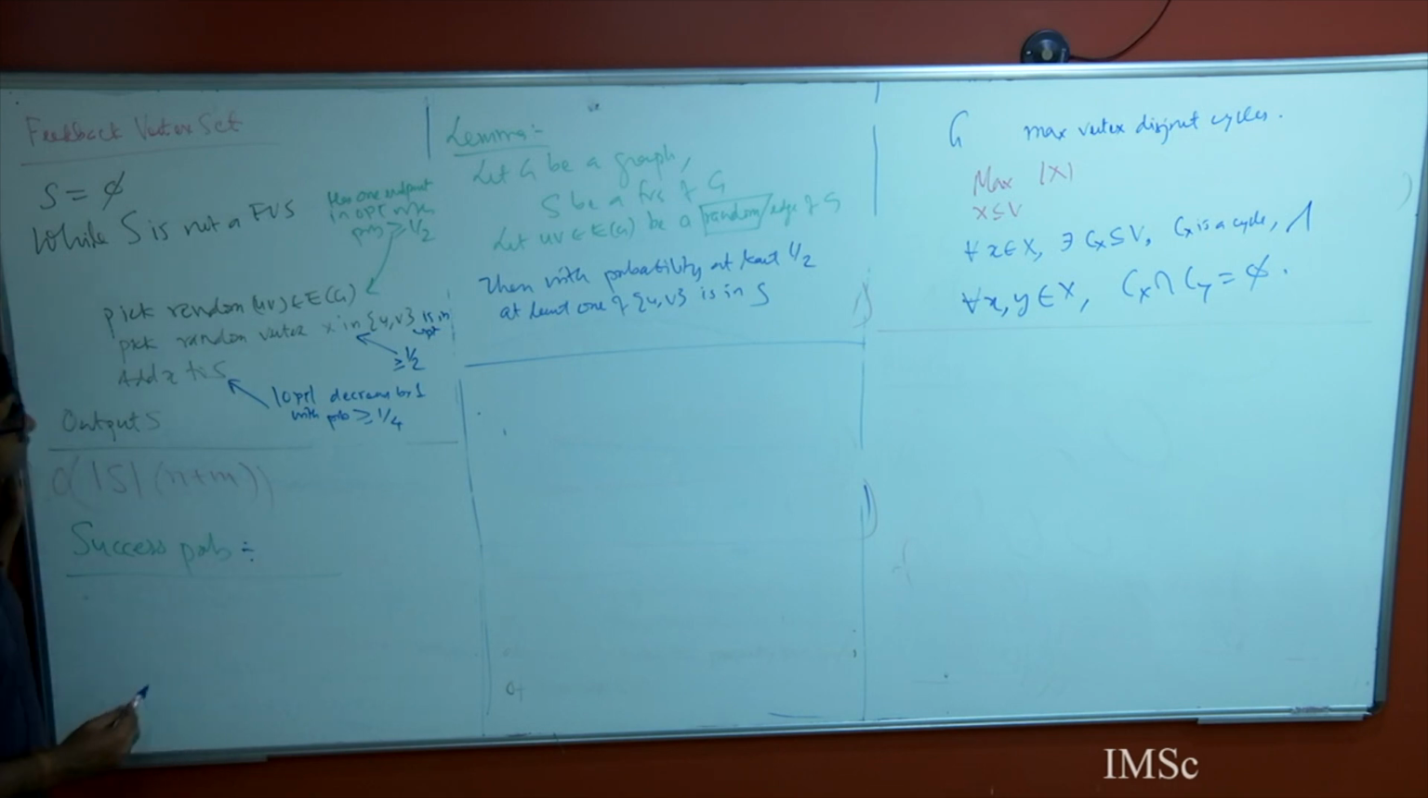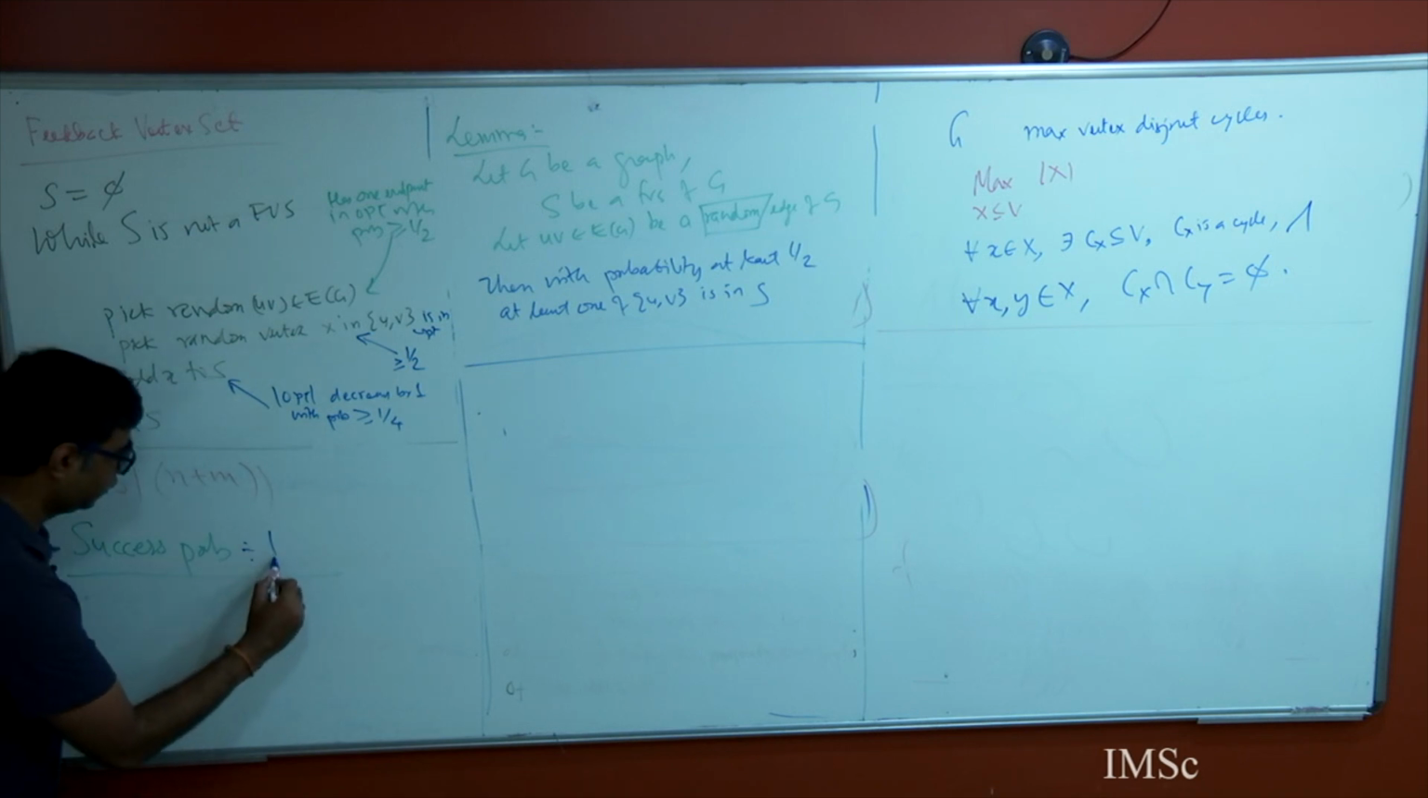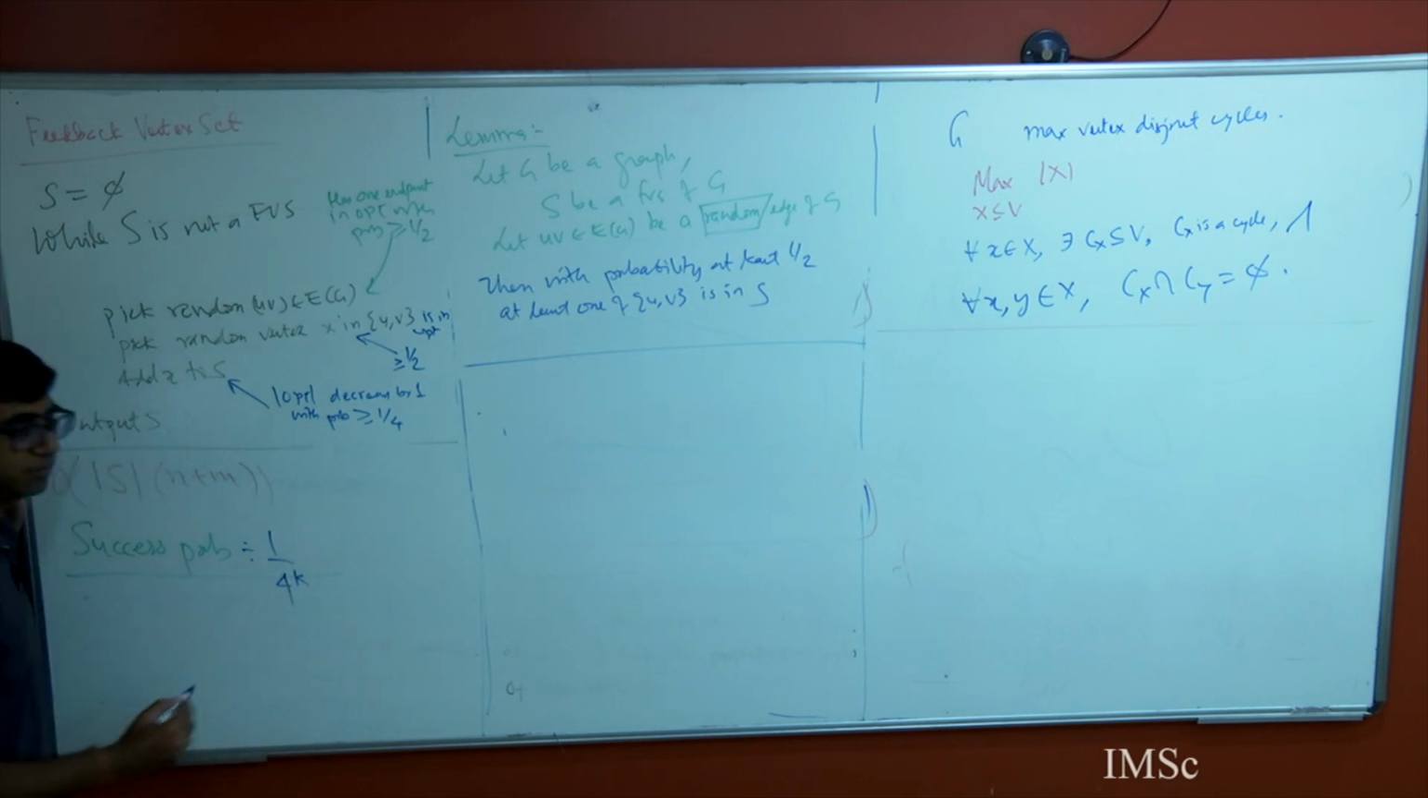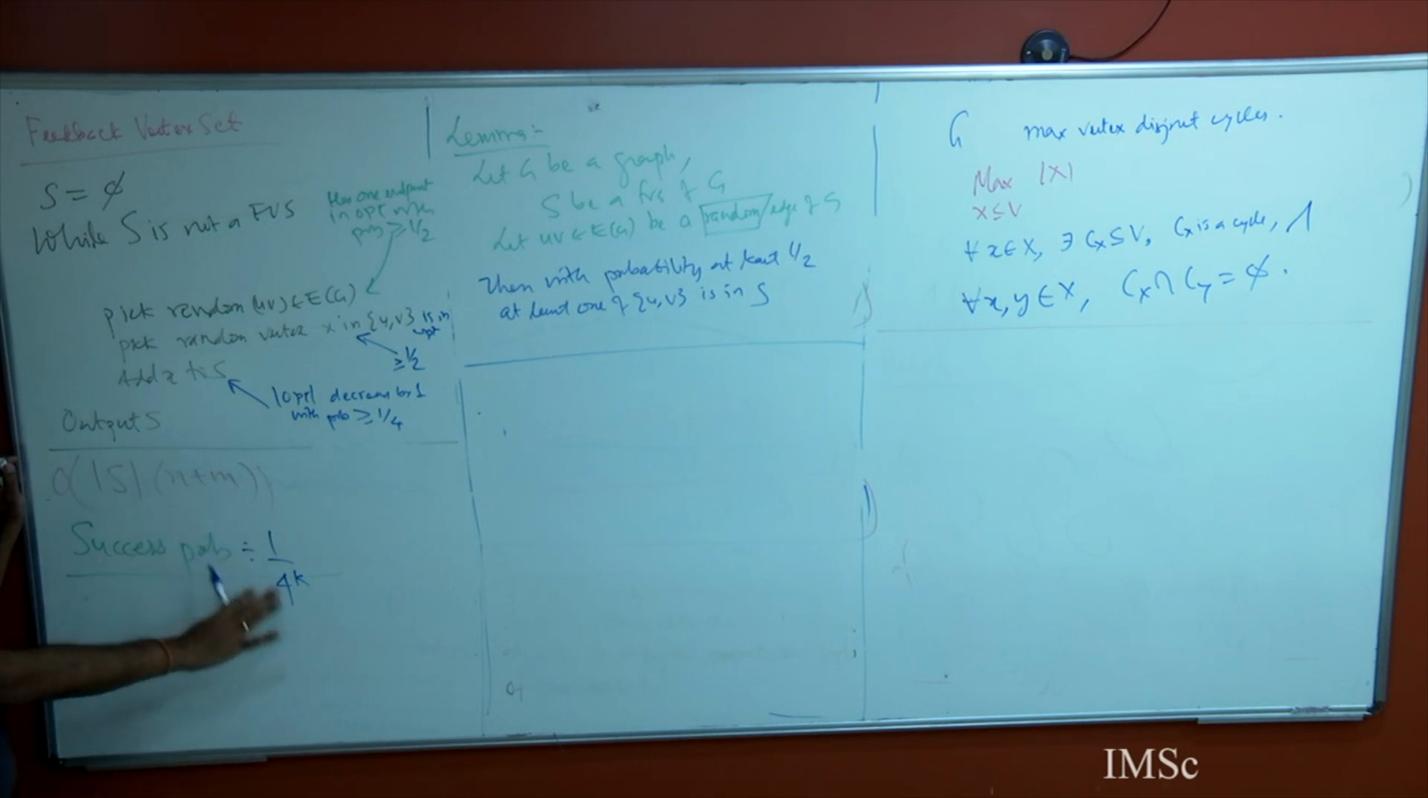So you want to succeed in k rounds, if k is your optimum size. So the probability of success of this algorithm is 1/4 to the power k. It is not as obvious as I'm writing. You need to do some induction and other things to make it work. But this is the intuition, and you can make it a formal proof.